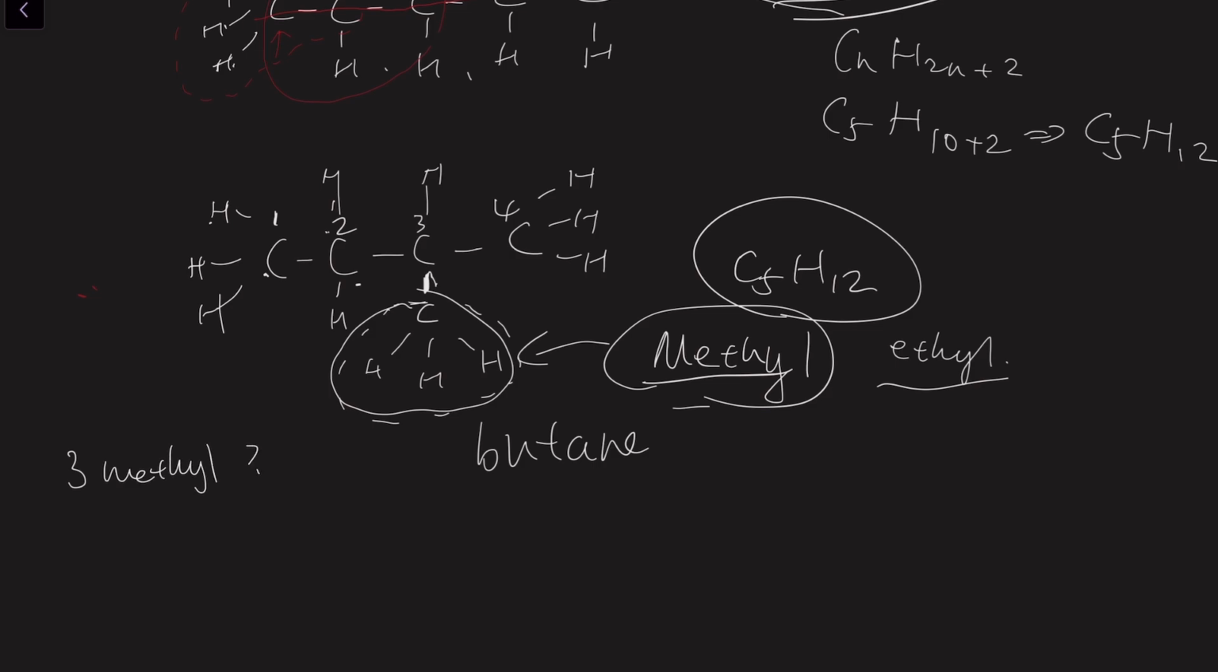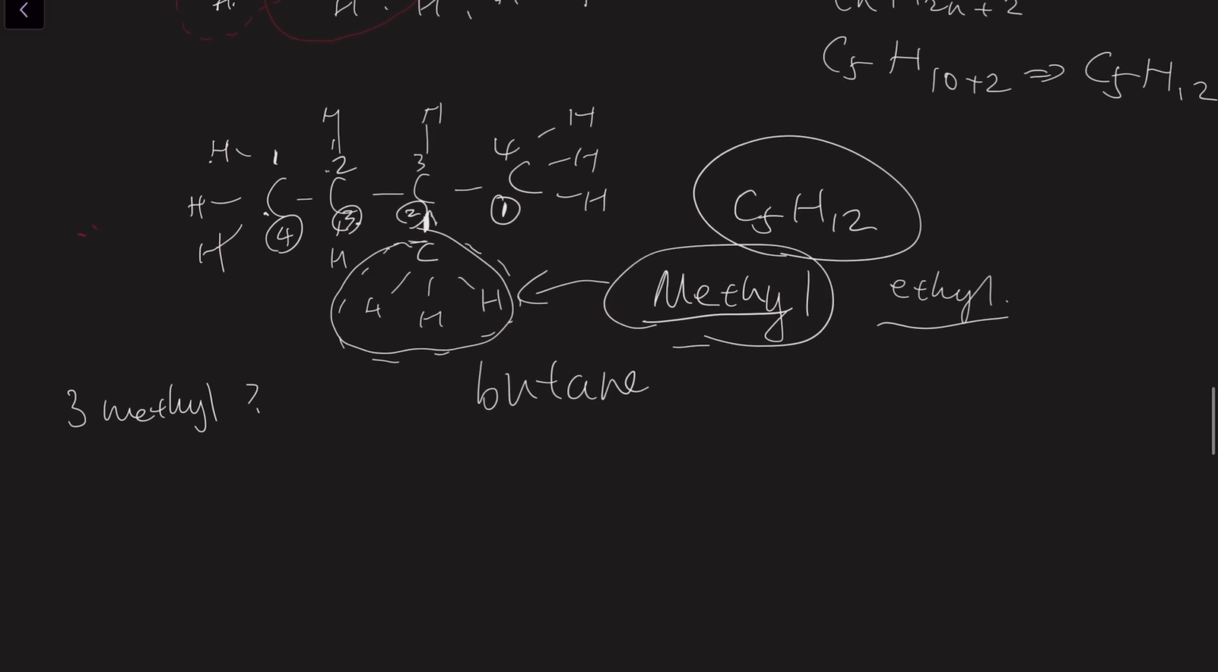This is a problem, because we can also assign the numbers in the opposite order. We can assign this carbon number 1, this carbon number 2, this carbon number 3, this carbon number 4. So based on this method, we should call this 2-methyl.